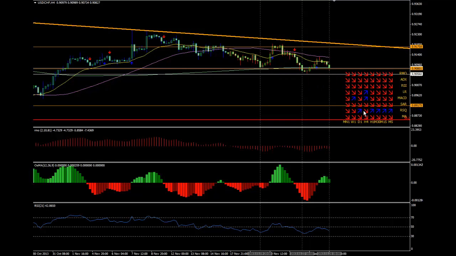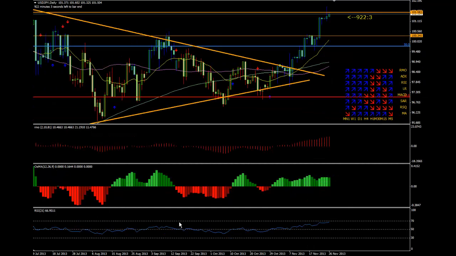At the moment, you can see that on this particular time frame, we have a bit of hit and miss. We've just got to be patient and wait for that confirmation. On to the last pair of the day, US dollar Japanese yen, the daily.